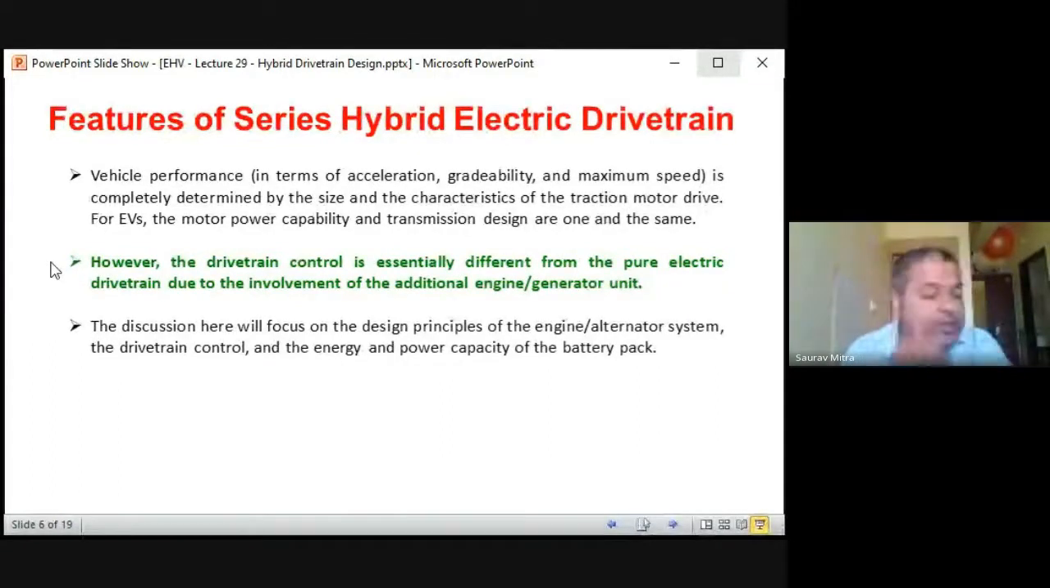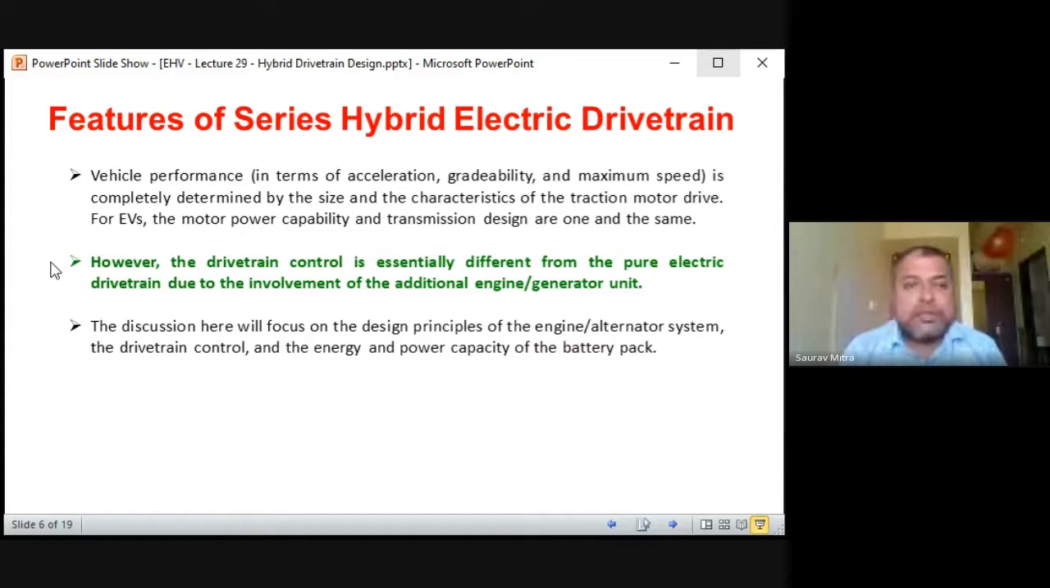So peaking power source means if there is a special requirement, or a sudden requirement of energy for climbing the hill, or maybe for cold starting, who is going to give the extra power? In that case, the extra power will be taken from the battery pack. So in this case, the design of the engine alternator system, that is the engine generator system, is the first thing.